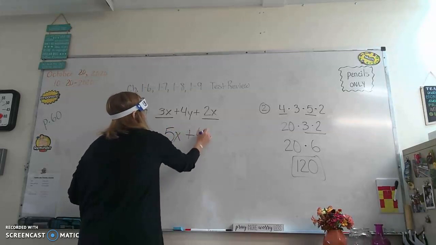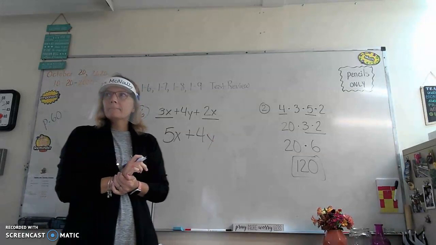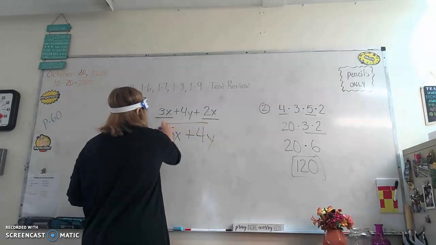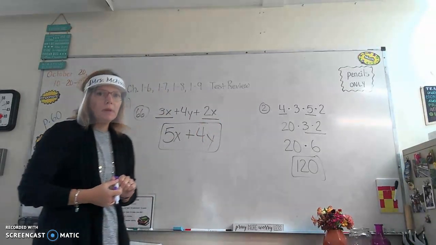Can I combine the 5x and the 4y? Why? Exactly. Different variables means they cannot go together. So that's going to be our answer right there.